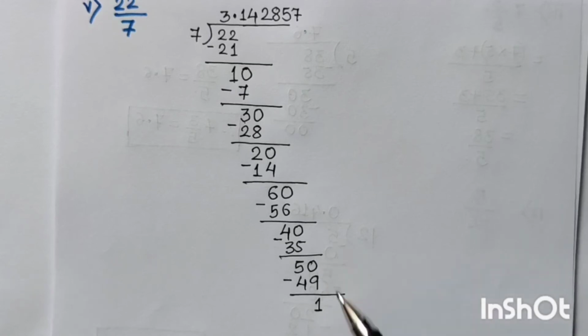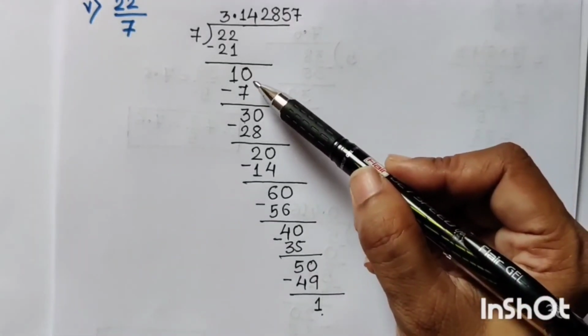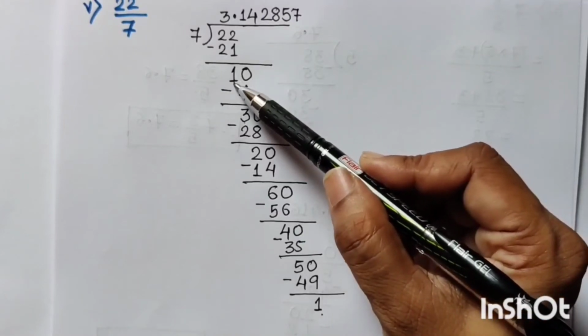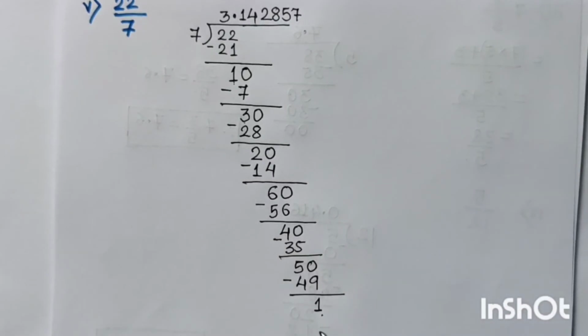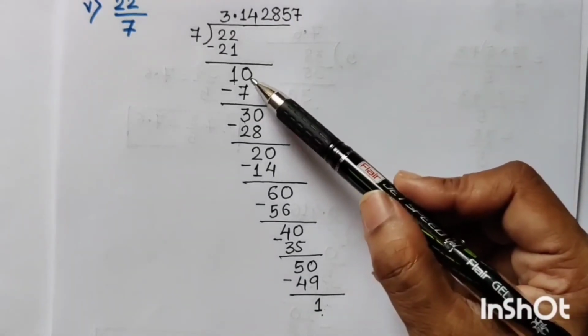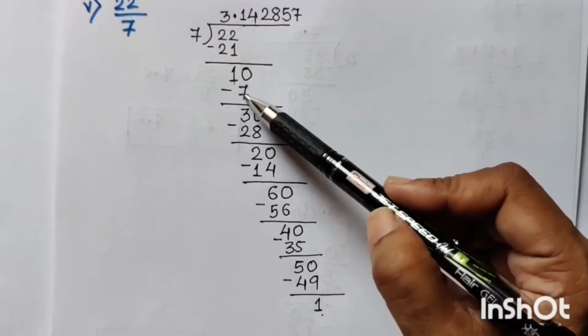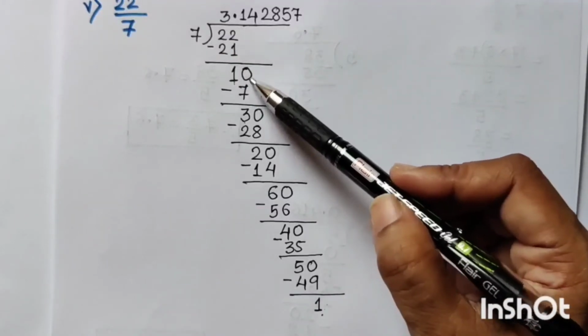Now see children, this 1 has come again after this second step. In the second step, 1 was there. We were getting 1 in the second step. Now here again 1 has come. Now what will happen? If I put a 0 after 1, I will be getting 10. I will divide 10 by 7. So 7 ones are 7. Then again 10 minus 7.